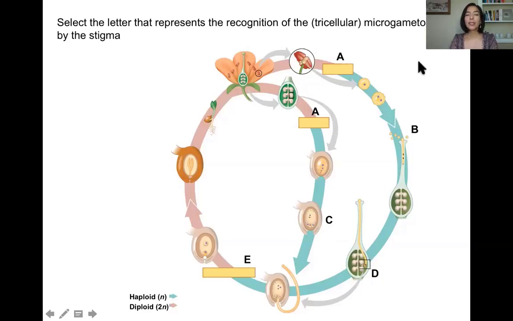Now, I want you to select the letter that represents the recognition of the tricellular microgametophyte by the stigma.